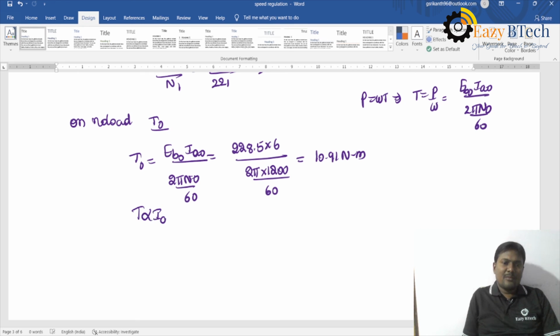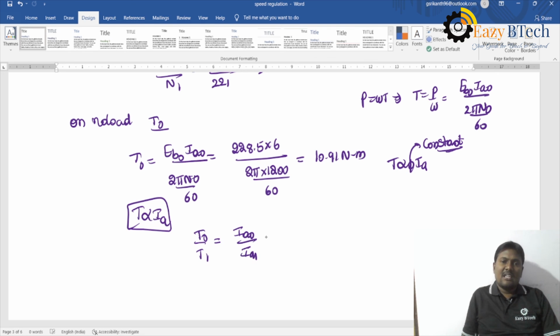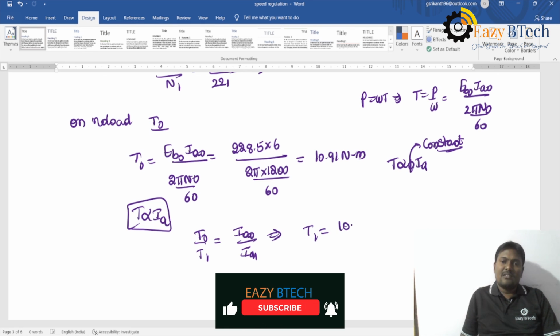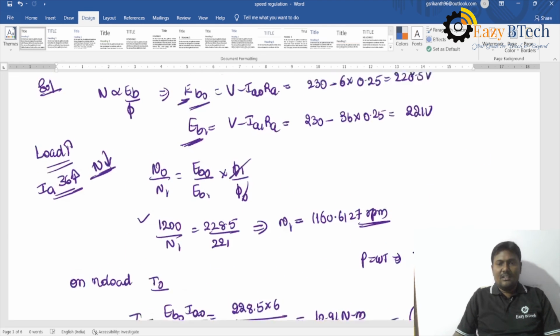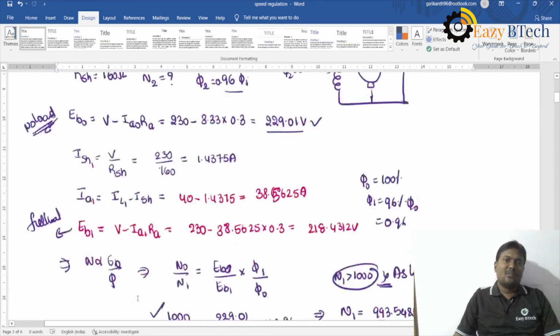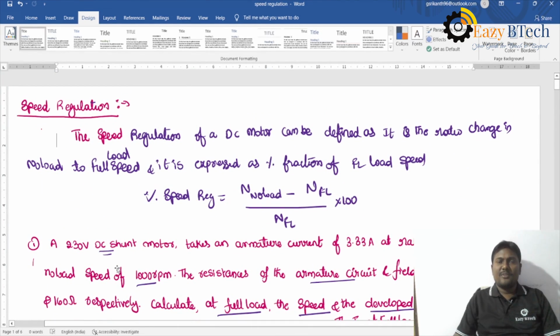And the torque is directly proportional to Ia. Why? Because torque is directly proportional to flux into Ia. This flux is constant, that is mentioned in the problem. So T naught by T1 is equal to Ia naught divided by Ia1. Then T1 is equal to 10.91 into 36 by 6, that should be equal to 65.4604 Newton meter. This is the new value of torque. So these are the most repeated problems on speed regulation of DC motor.